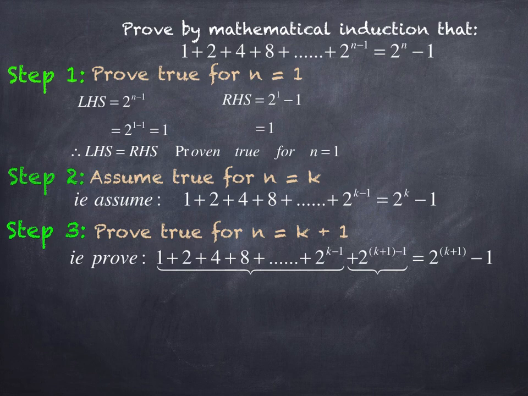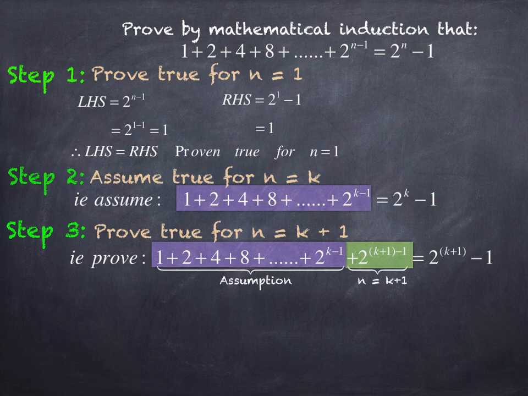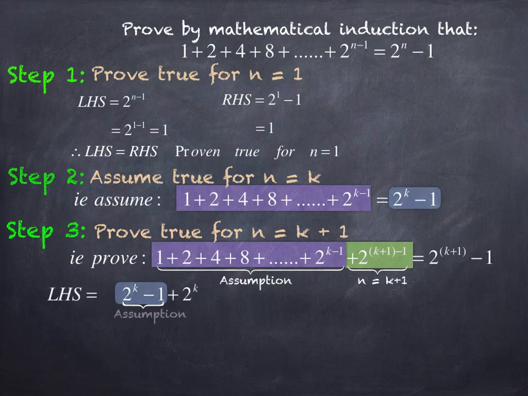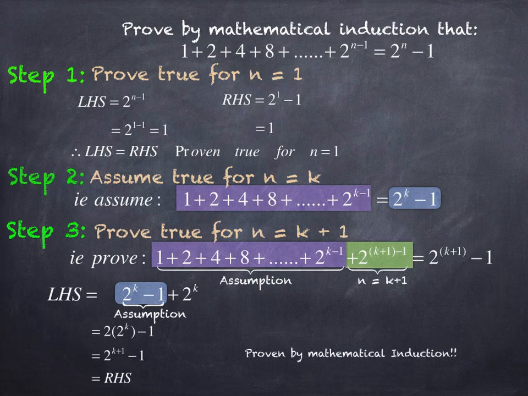Now, as you can see, we have the assumption, and then on top of that, we also have the next integer. Now, of course, we're going to take the left-hand side, and as you can see again, we have the assumption, but we can swap it out because it's equal to 2 to the power of k minus 1. Then we're going to simplify this, and when we simplify it, we see that it's equal to the right-hand side. Therefore, we've proven by mathematical induction.